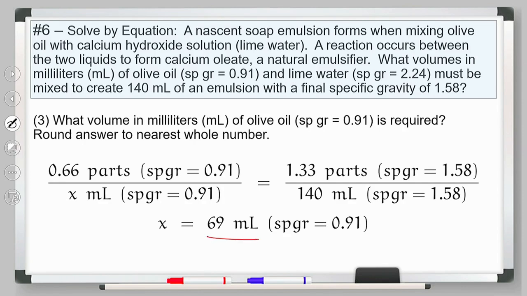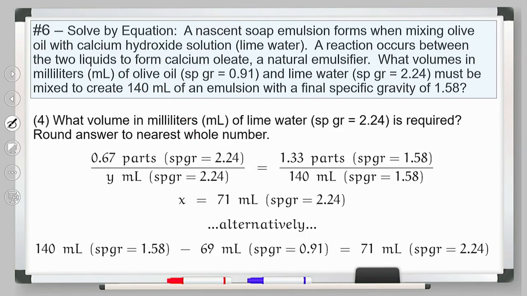And this is where it gets hard to remember of what? It's the 69 milliliters of the 0.91 specific gravity, which was the olive oil. So again, 69 milliliters of olive oil. We can do the same thing for the lime water and set up this proportion using its parts, 0.67, and solve for this, or we can say that we're going to have 140 total, and if I just solve for 69 milliliters of olive oil, then the difference in volume between those two is going to be the volume of the lime water. So 140 total minus 69 gives me 71 mils of this specific gravity, which was the lime water.